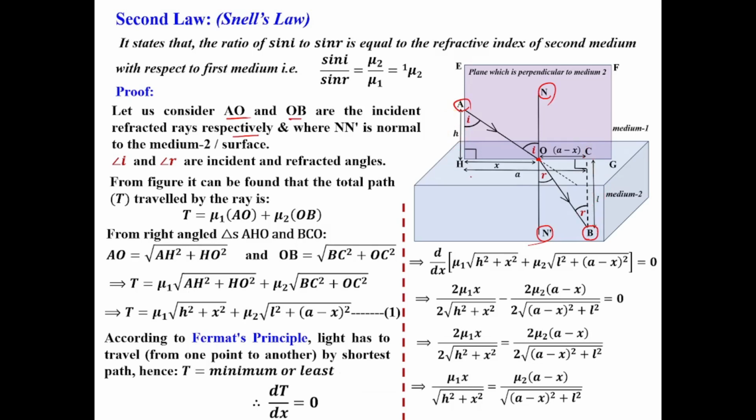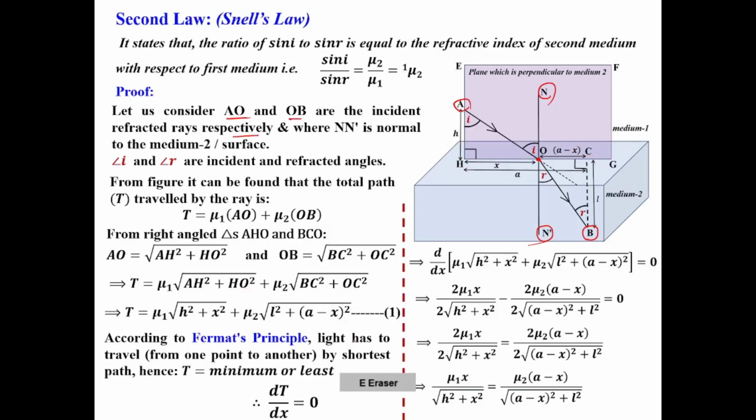As I told, if the H to C distance is a, then the H to O distance is x. So instead of AH I have written h, HO is x, and instead of BC it is l. Obviously OC will be a minus x. This is your equation number 1.